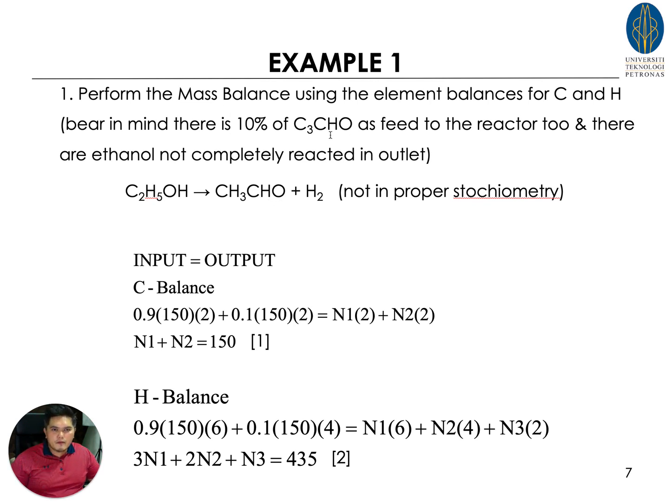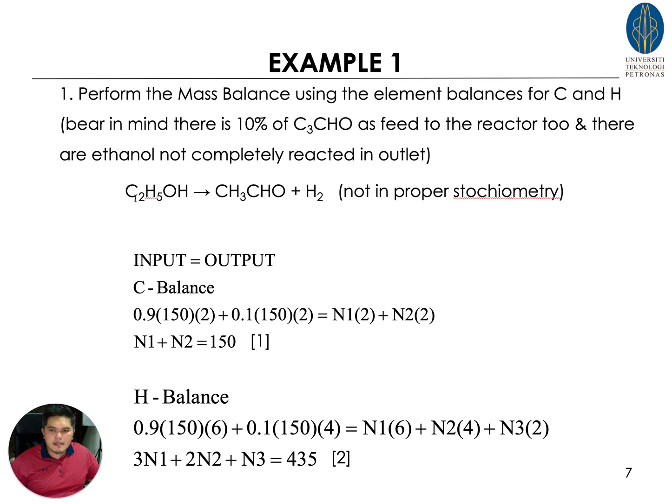We need to perform the mass balance again, but bear in mind that there is also 10% of acetaldehyde, CH3CHO, as feed to the reactor, and there is ethanol which is not completely reacted in the outlet. So here we have this particular stoichiometric equation. We need to do some kind of elemental balance here, for example, we start with the carbon balance.